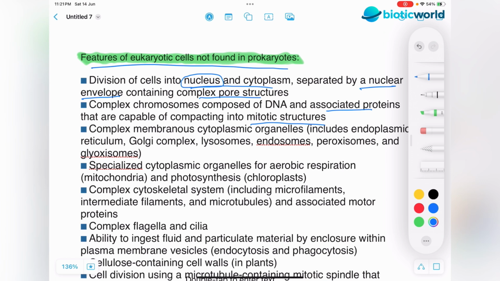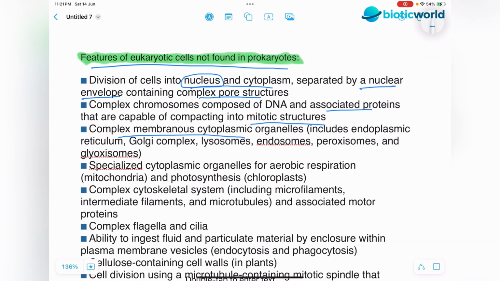Next we are talking about the complex membranous cytoplasmic organelles. So there are many cell organelles present in eukaryotic cells like endoplasmic reticulum, Golgi complex, lysosomes, endosomes, peroxisomes, and glycosomes. Right? Specialized cytoplasmic organelles for aerobic respiration, mitochondria, and photosynthesis, chloroplast.